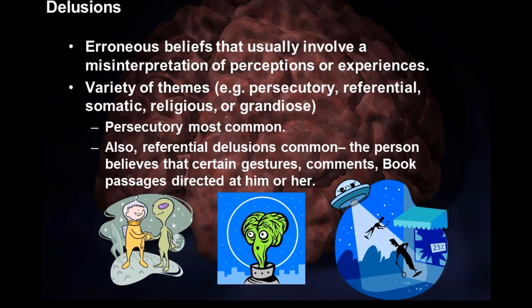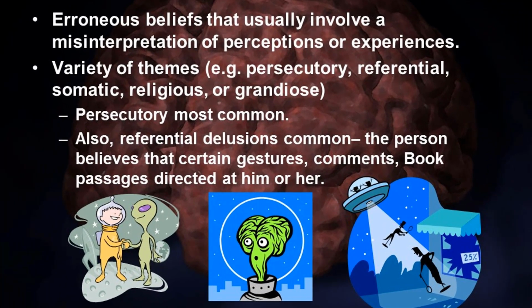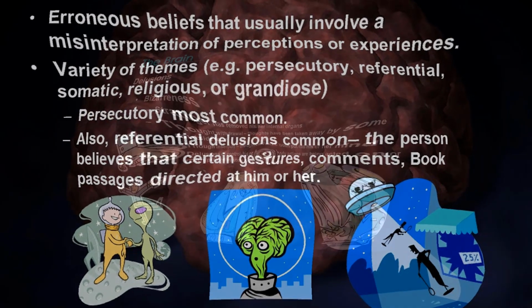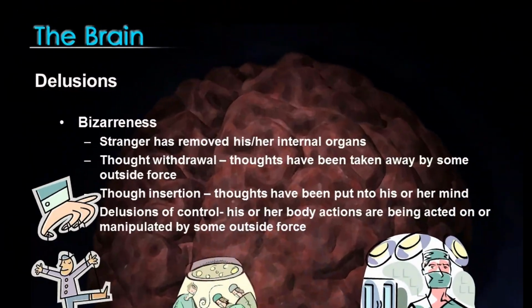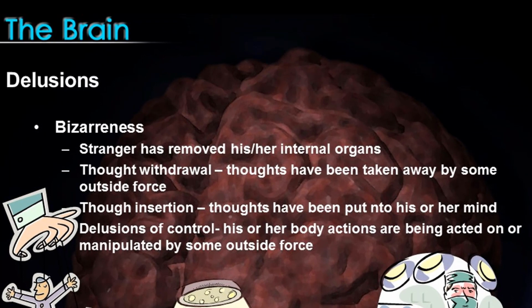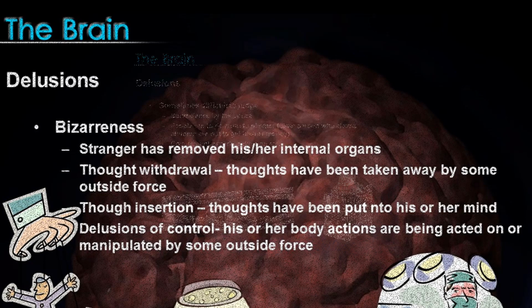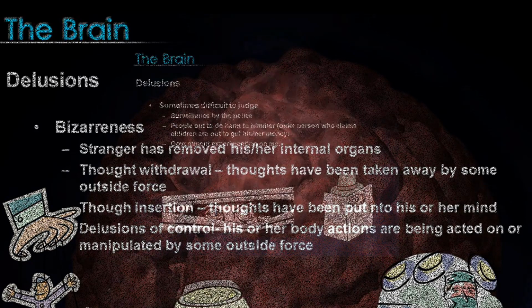So then we experience these different schizophrenic-like symptoms, delusions. Mostly it's a persecutory delusion. Someone's out to get me. Sometimes it's referential. We have different types of bizarreness. Sometimes people think that strangers have removed an organ, or somebody's put a thought in their head or taken a thought out, or there's someone controlling their movements or thoughts from afar.